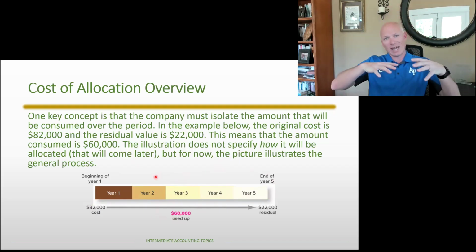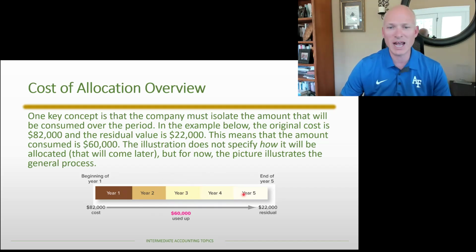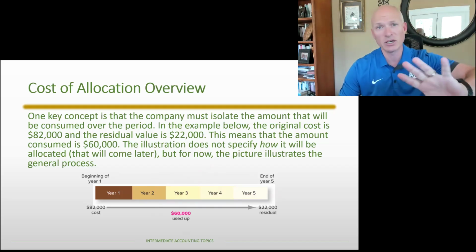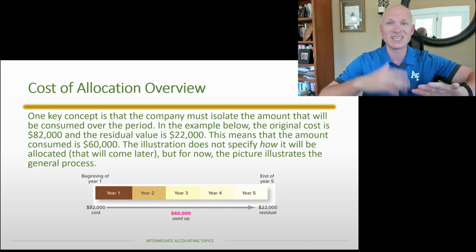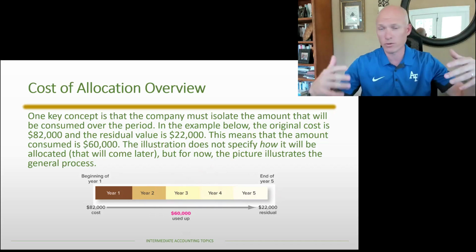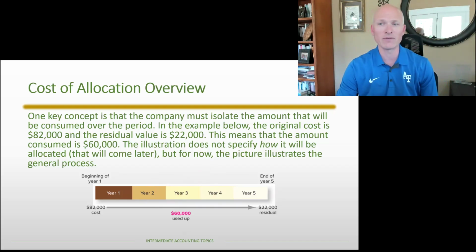That's the idea of cost allocation, although of course we're not specifying exactly how we would do it. We're just saying that over time, this would be the process we'd go through. So we'd originally have an asset worth $82,000, we're going to consume $60,000 of that value through some process, and we'll be left with $22,000 at the end of 5 years.